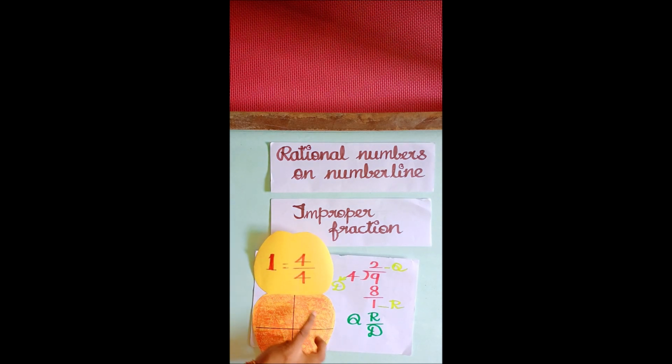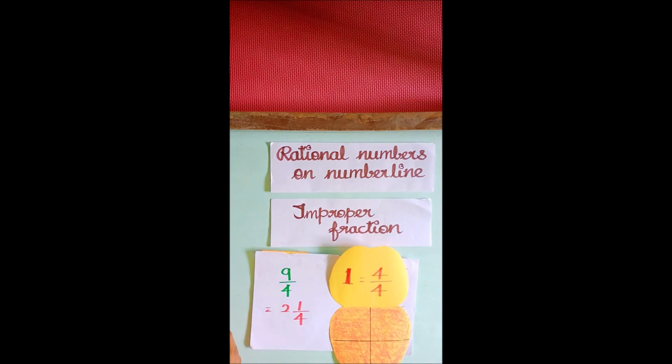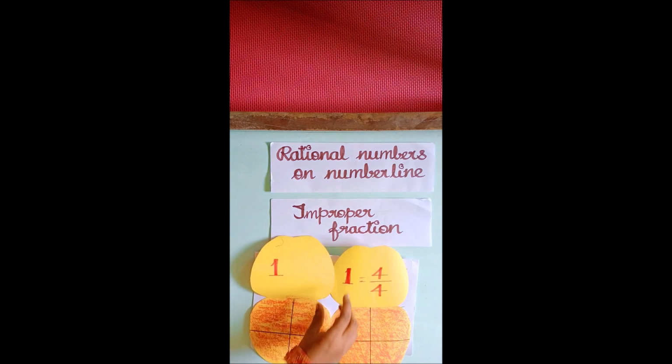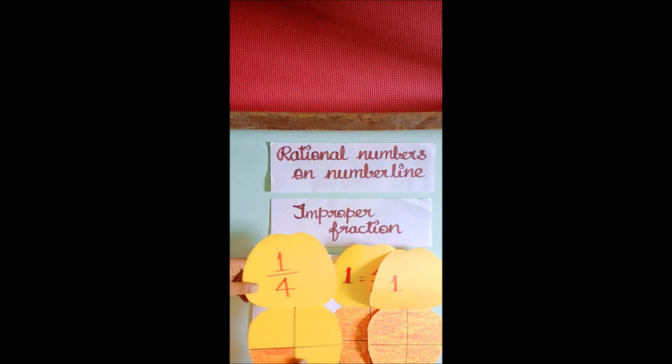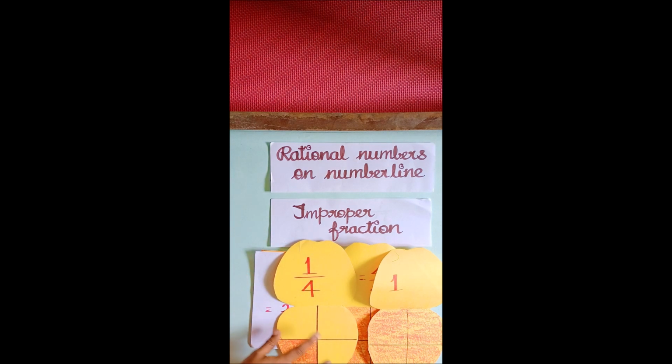So I have taken 1 whole apple. Here the whole part is 2, so I can take another 1 whole apple. This is also fully shaded. Then look at the fractional part. What is the fractional part? 1 by 4. So I have shaded it. The apple will be cut into 4 portions.